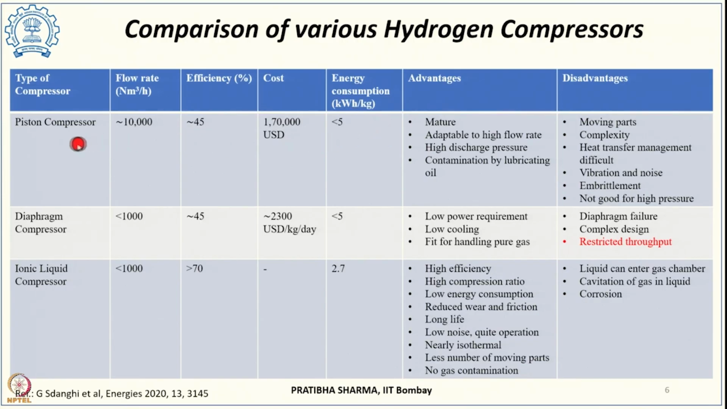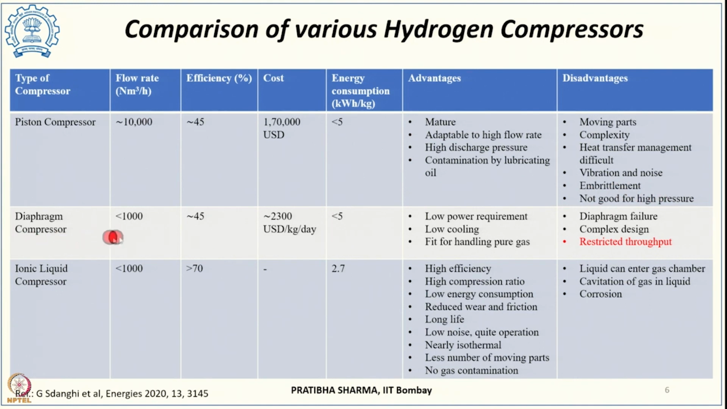The advantages of the piston type compressor are that it is a mature technology, and we can get high flow rates and high discharge pressure. But the challenge is that it can get contaminated with the lubricating oil. They have moving parts that add to the complexity in the design, heat transfer management becomes difficult, and there is vibration and noise. There could be challenges associated with embrittlement, and they are typically not very good when very high pressures are required.